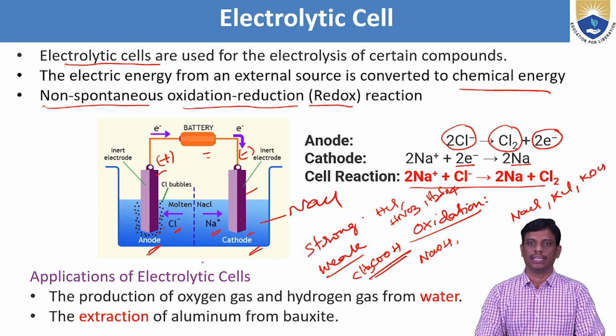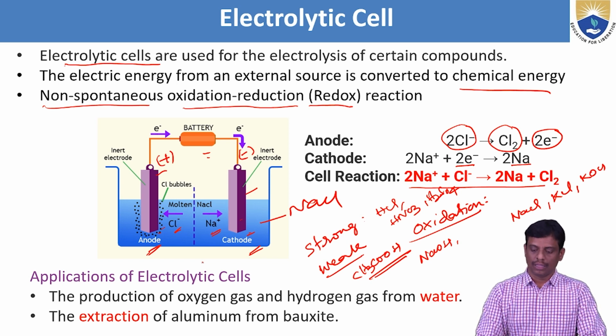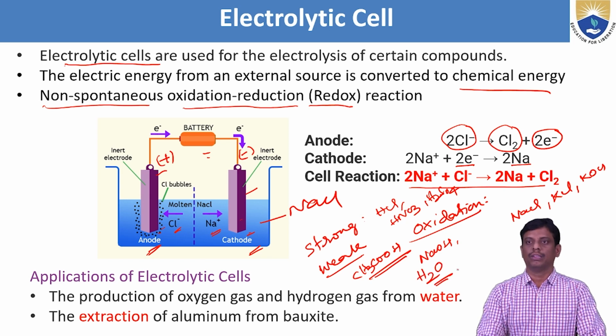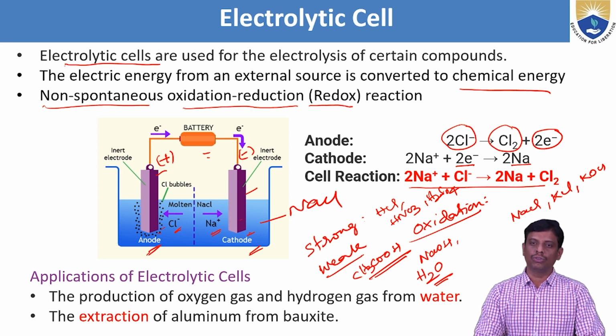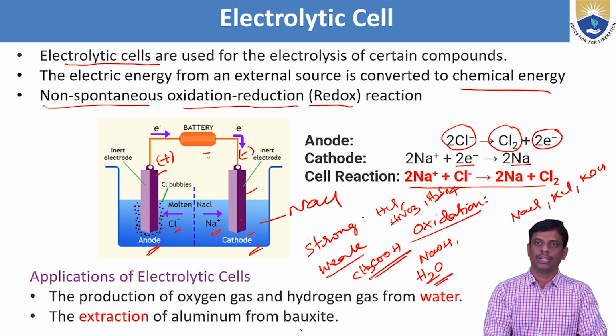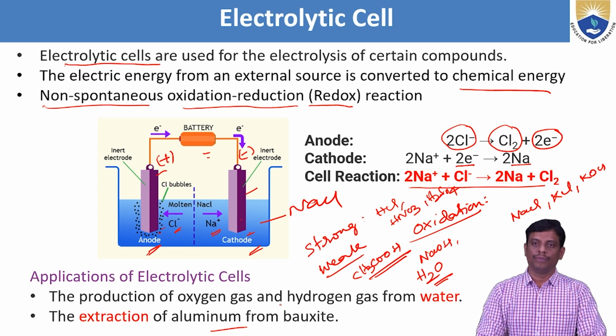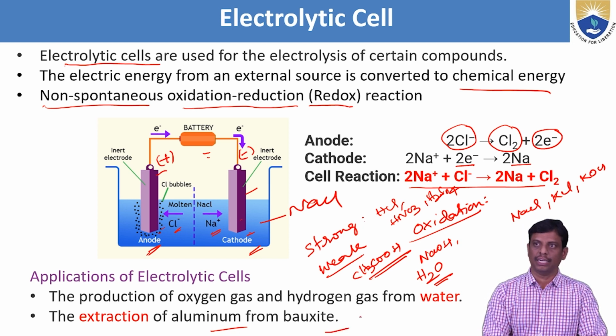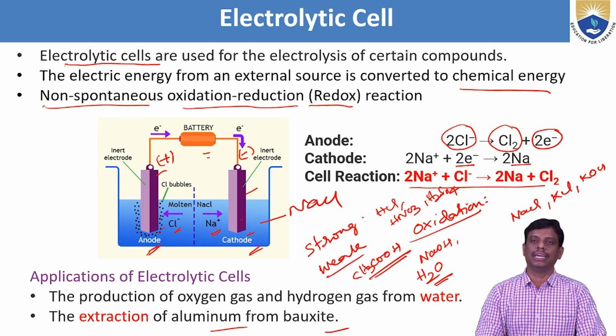What are the applications of the electrolytic cell? If you take water, the water molecule is H2O. How does water dissociate by electrolysis? After electrolysis, what are the products? How does it convert to oxygen gas and hydrogen gas? We are going to quantify this using the electrolytic solution. One more advantage is the extraction of particular metals. For example, aluminium is extracted from bauxite. These are the applications of the electrolytic cell.